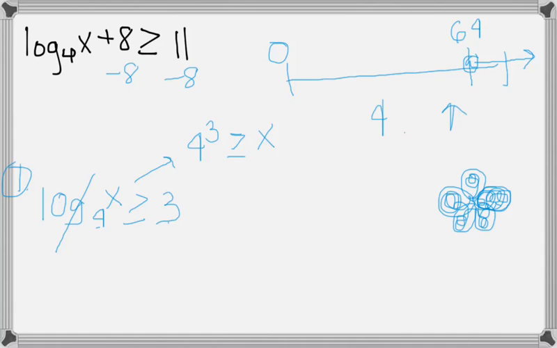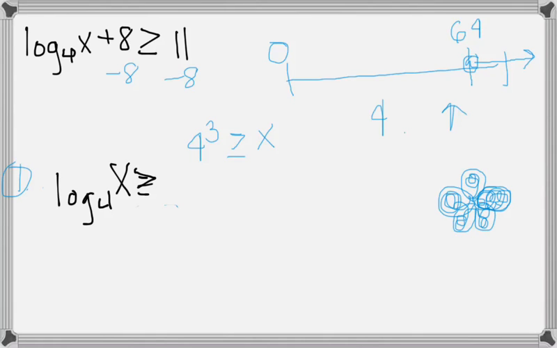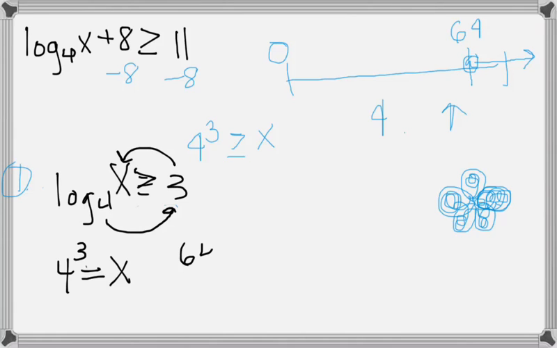Here we go, watch. Once I subtract 8 from both sides, you're going to get log base 4 of x is greater than or equal to 3. That's what I said. This time I'm going to take 4 and raise it to the 3rd power, and it's going to be equal to x. So 4 cubed. This part, I'm going to leave it. I'm going to change it to equals. Okay, so that gives me 64 equals x.